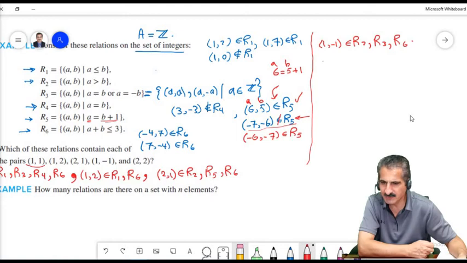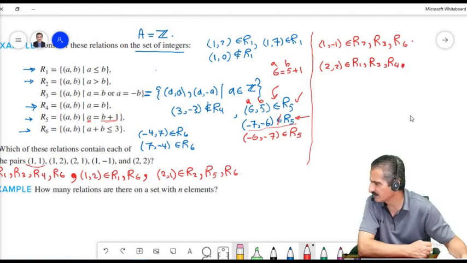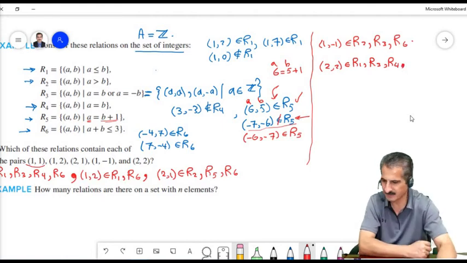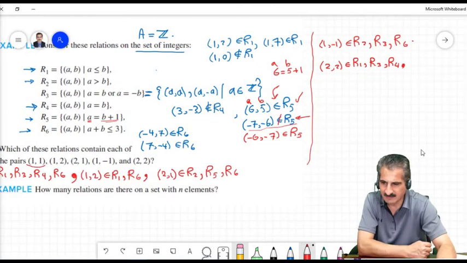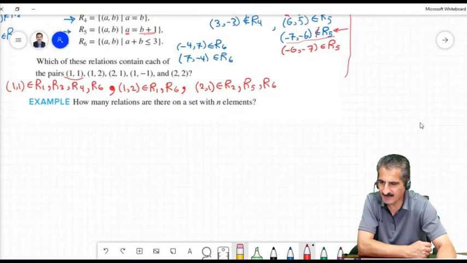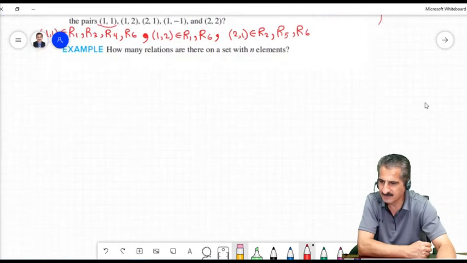Now (2, 2). It belongs to R1. It does not belong to R2, but it belongs to R3 and R4. It does not belong to R5, and it does not belong to R6. Okay, so we agree again. Thank you. So good, we are having fun here.